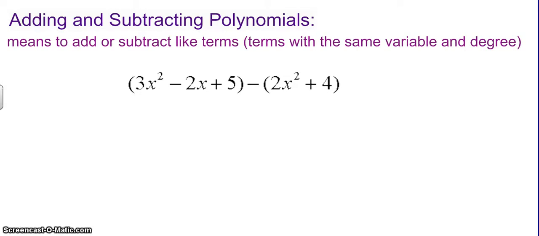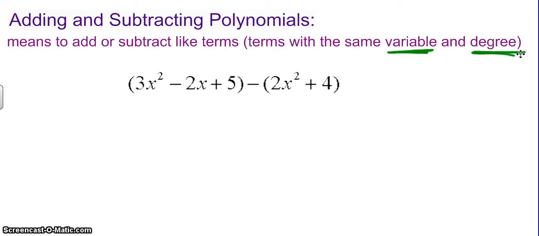Alright, that takes care of our vocabulary for polynomials. Now we're going to move on to our skills. First set of skills is adding and subtracting polynomials. So that just means to add or subtract like terms that have the same variable, so things with x's or things with y's, things with the same combination of the sort, and the same degree.